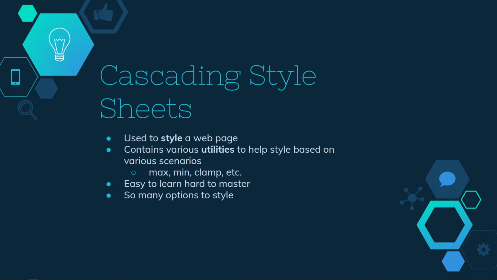So what is CSS? Okay, we've been talking a little bit about it here and there. I keep saying we're going to learn some CSS to make our HTML look pretty, but what is it really? So CSS stands for Cascading Style Sheets, okay? It's used to style a web page, that's mainly what it's used for. It contains various utilities to help style based on various scenarios. We can use some max, min, and clamp functions that we'll show. Pretty cool stuff. It's easy to learn, hard to master.